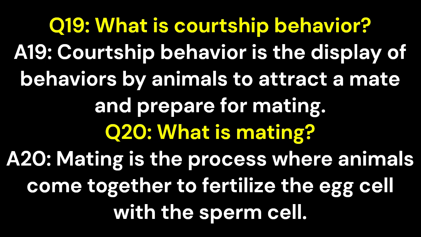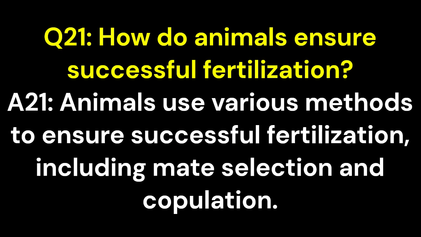Q19. What is courtship behavior? A19. Courtship behavior is the display of behaviors by animals to attract a mate and prepare for mating. Q20. What is mating? A20. Mating is the process where animals come together to fertilize the egg cell with the sperm cell.